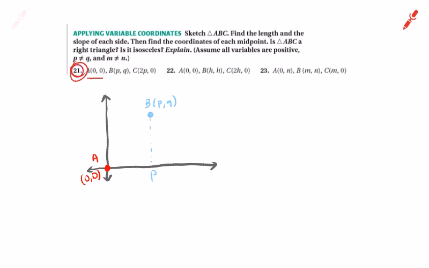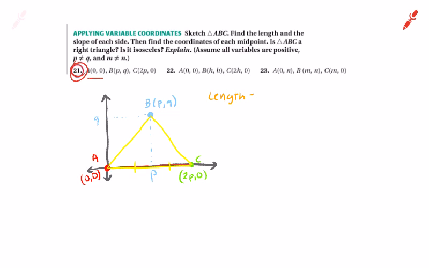P I made up, Q is made up. So we put them somewhere in space. So I put P there, and I put Q right over here. Okay, the last one is 2P, 0. And that one I put there because it's literally twice the size of P. And it's on 0, which means it's on the x-axis. So there's my triangle. We know those sides are congruent.